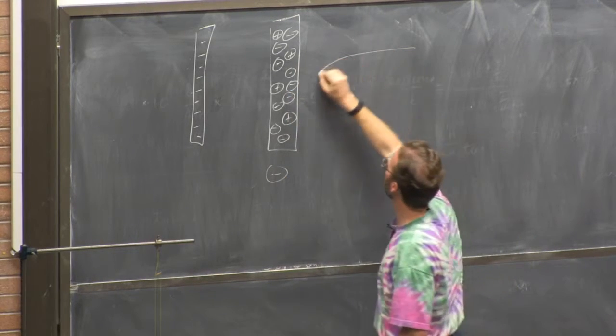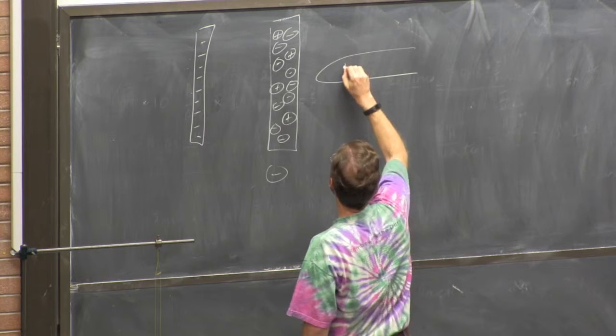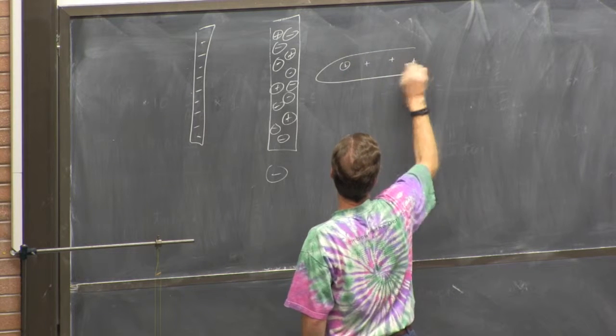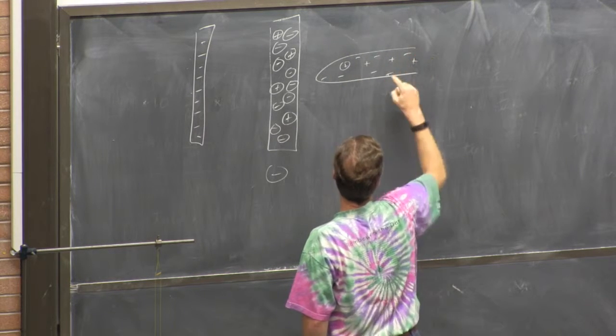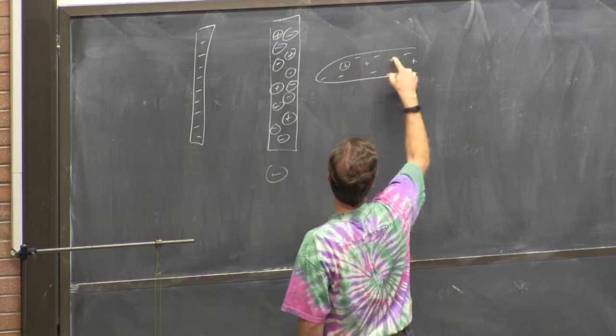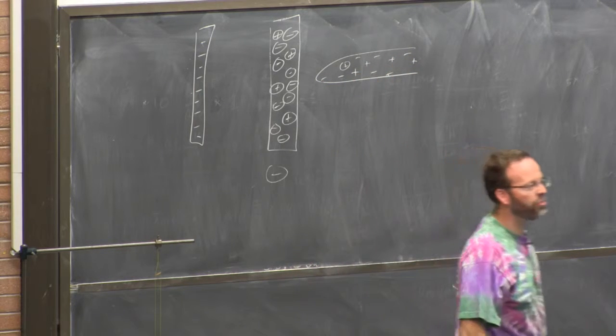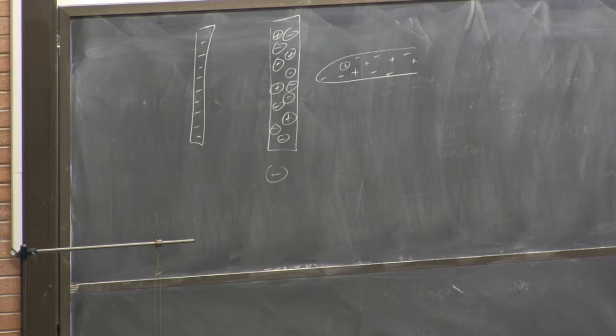You bring your finger in, which is made up of a bunch of positives and negatives also. 1, 2, 3, 4, 5, 6. 1, 2, 3, 4, 5. There, I got them balanced. My finger's neutral. Those charges, what are they going to do when it gets near the tape?